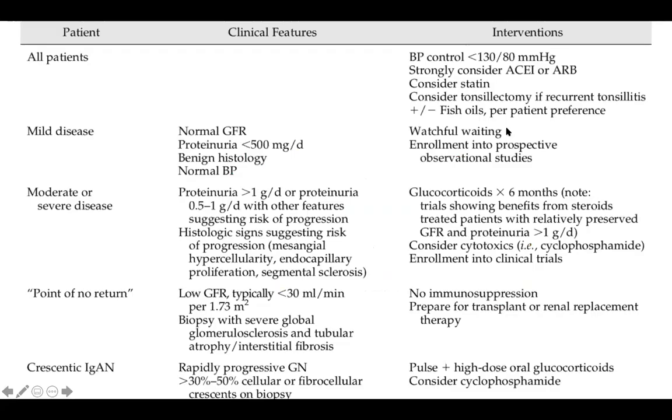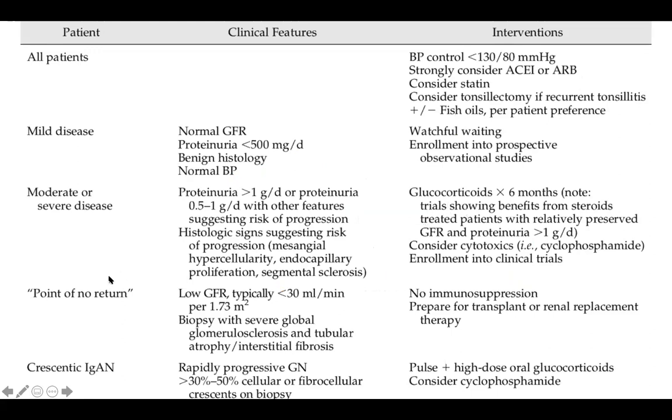Here is a table summing up how you should approach it. So all patients should have blood pressure control using an ACE inhibitor or ARB, plus or minus the fish oil, and tonsillectomy if recurrent tonsillitis. I've never actually referred a patient for tonsillectomy. For mild disease, you're probably going to do nothing. If they have proteinuria that's a little bit higher, then that's when you're going to be thinking about steroids.